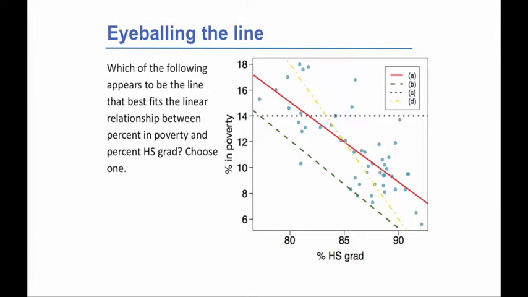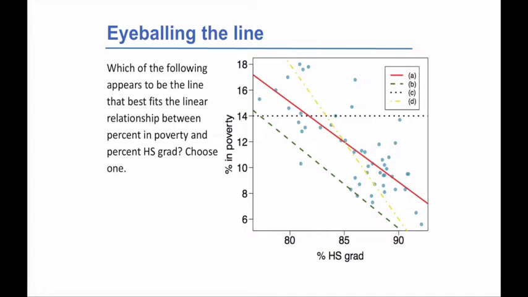So here we have the same example that we had in the last video, of percent in poverty and percent high school graduation rate. And we want to choose which of these you think would be the line of best fit. It's a little bit hard to see here because you have to kind of ignore the other lines when you're focusing on one line. But we'll do our best here. So we want to see which of these best fits the linear relationship between these two variables.